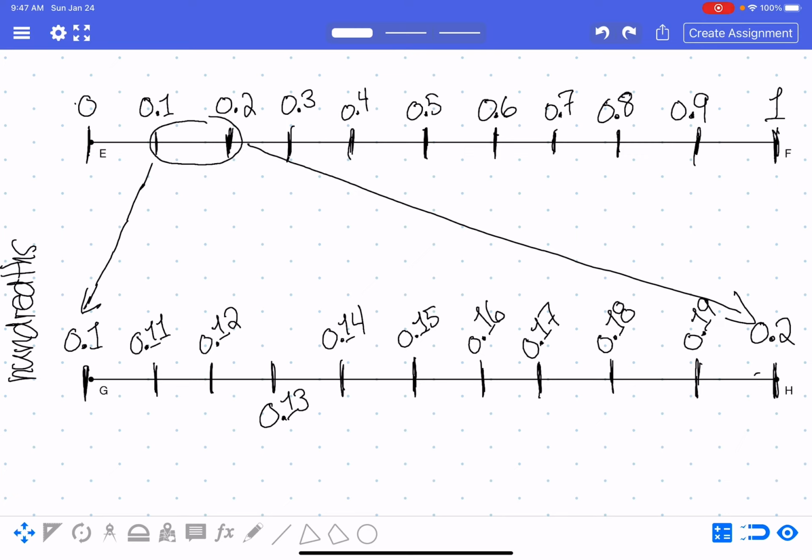If I take one of the numbers like I just said, here's 0.15, we can say that this is 15 hundredths.